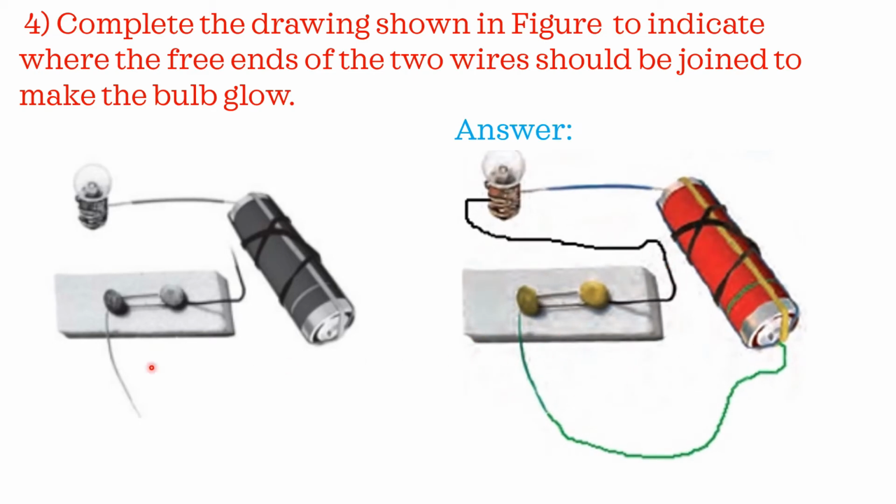Here, the free ends of these two wires should be joined to make the bulb glow. This terminal is connected to the terminal of the bulb, and the other end of this wire is connected to the other terminal of the battery. Then it is known as a complete circuit. This end is connected to the bulb and this is connected to the other terminal of the cell. Now this is a complete circuit.